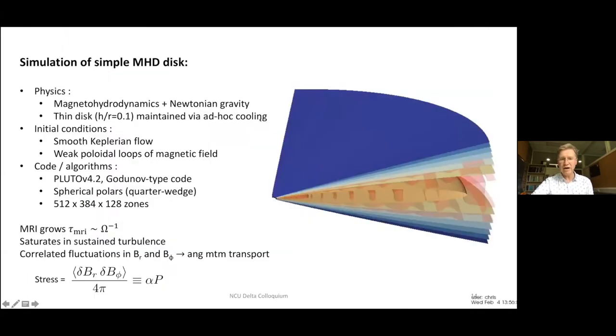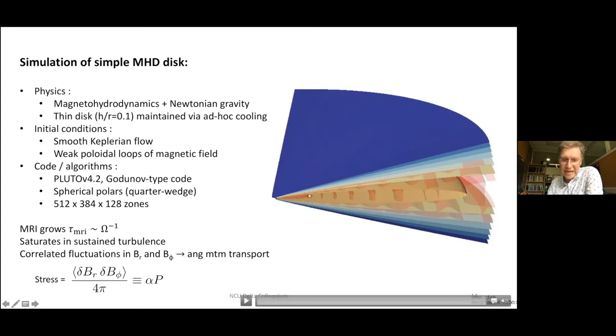So just to show how that works, let me show you a simulation that I constructed a little while ago. It's a very simple simulation. Of course, we're talking about magnetized gas, so the right framework here is magnetohydrodynamics. This is a simulation of a magnetohydrodynamic disk around a point mass that I'm just describing in Newtonian gravity. The disk is thin. You can see in this wedge here that it's a relatively thin disk. And in the initial conditions, I'm going to assume it's a completely, perfectly smooth Keplerian flow, in orbit.